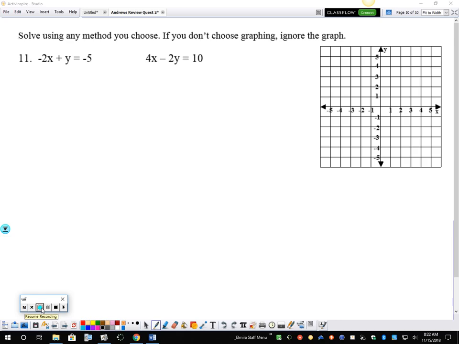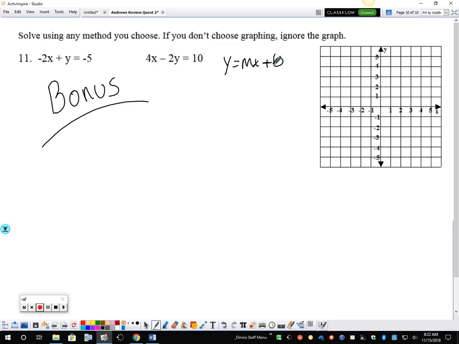Okay guys, this last question on your review is bonus. There will not be a question like this on your quest where I'm just not going to tell you how to solve it, where I'm giving you 2 equations and you have to figure it out. It is up to you to decide how to solve this. You can choose to graph by getting both of them in y equals mx plus b form.